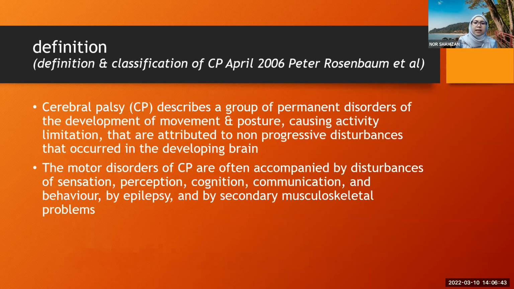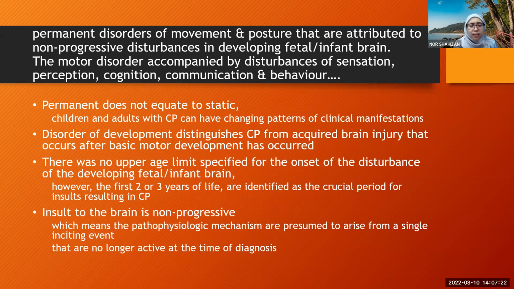The definition and classification of CP in April 2006 by Peter Rosenbaum described CP as a group of permanent disorders of development of movement and posture, which cause activity limitation that are attributed to non-progressive disturbances that occur in the developing brain. Likewise, the motor disorders of CP are often accompanied by disturbances of sensation, perception, cognition, communication, and behavior.